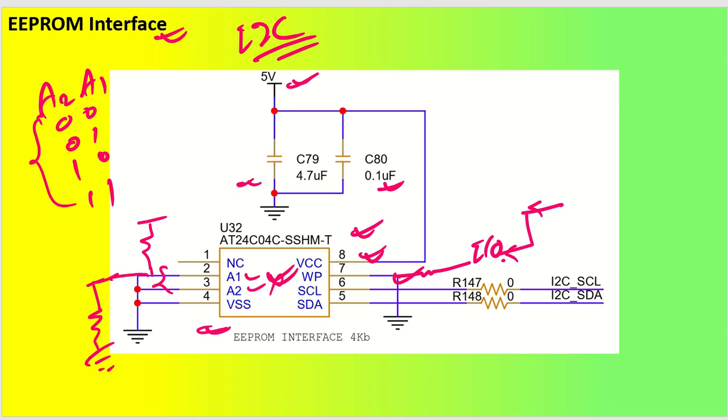So like this you can connect, and set the address lines as 00011011, and based on that you will be able to utilize four EEPROMs together. Got it? Good. So you have understood the EEPROM interface as well, and this I2C SDA and I2C SCL line will be connected to the microcontroller I2C lines.